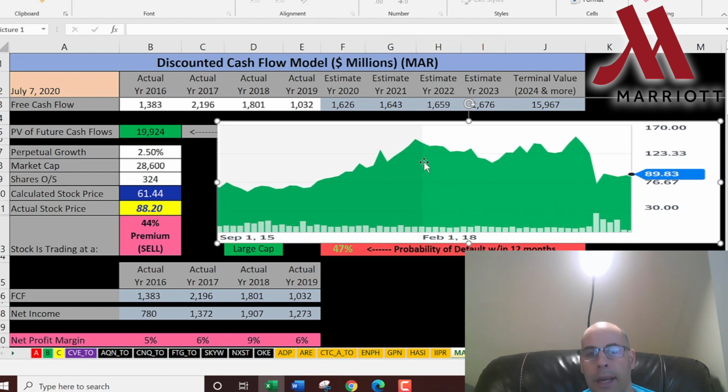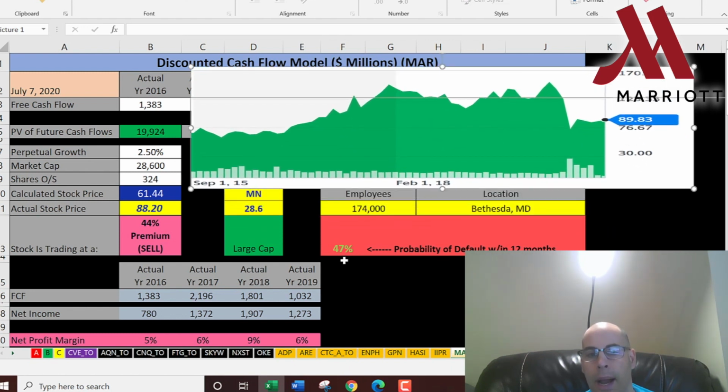Let's look at their historical stock price. And it looks like the stock was trading much higher, closer to 150 a few months ago. But it's come back down. But it still appears to be overvalued. I suspect this company's stock will come down even more. I project the company has a 47% chance of default within the next 12 months.